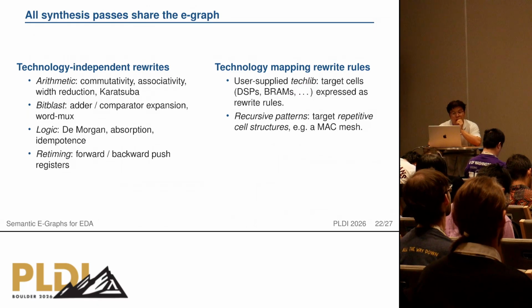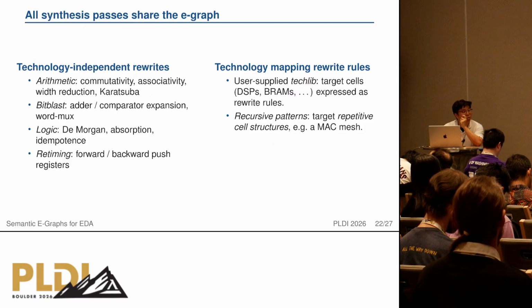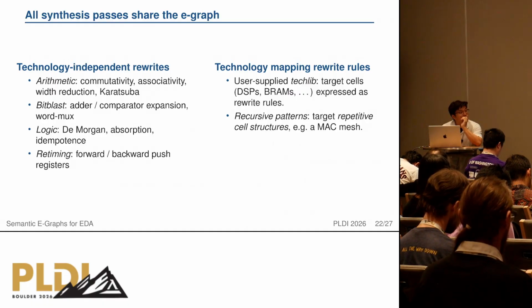We also have technology mapping rules based on a user-supplied tech lib, and we have target cells like DSP, DRAM, expressed as rewrite rules. We actually have some recursive patterns for targeting some repetitive cell structures.